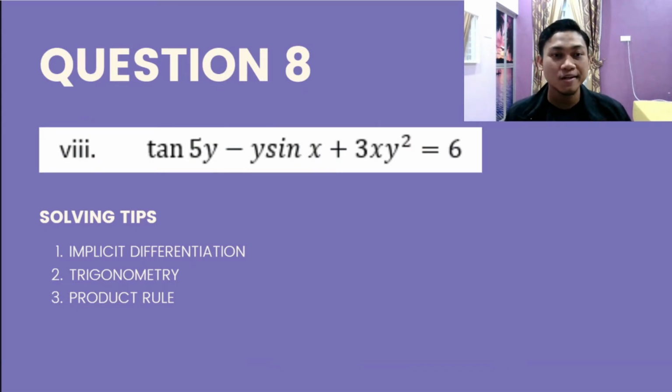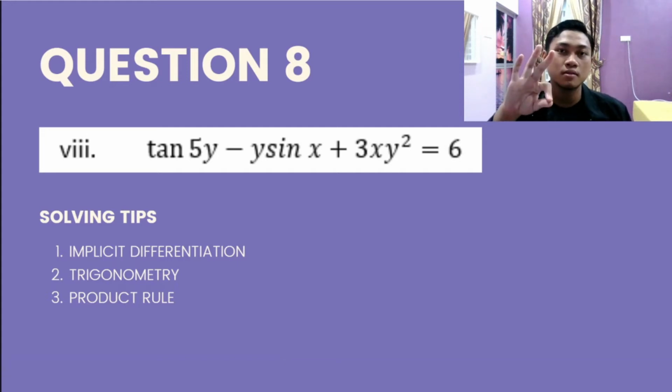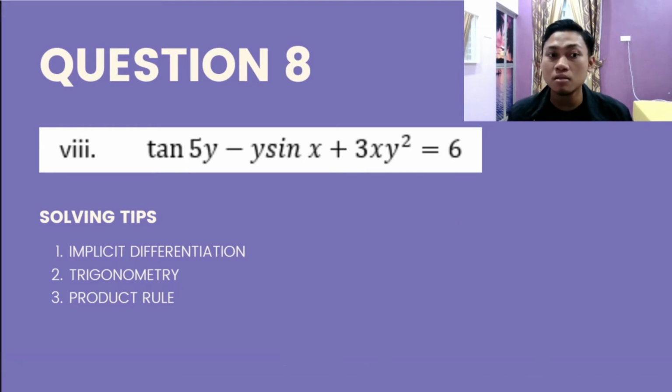So question number 8: tan 5y minus y sin x plus 3xy squared is equal to 6. So the tips on solving this problem, we have 3 tips. First one is this equation itself is implicit differentiation. Why? Because we have an equal sign right here. When we see an equal sign right here, we assume that this equation needs implicit differentiation, where we differentiate the left hand side and the right hand side.